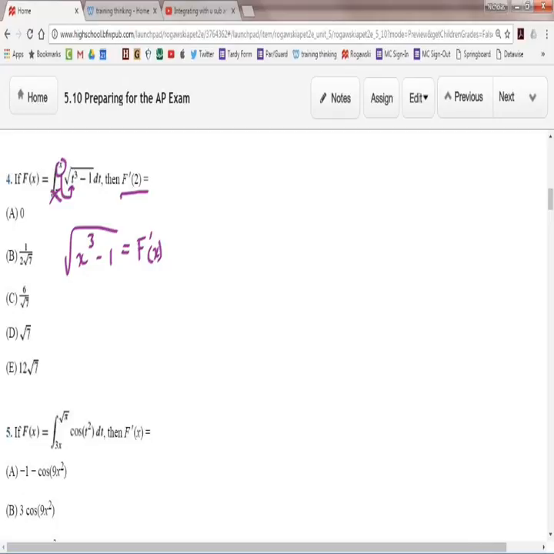So I'm going to plug 2 into that. So I'm going to go 2 raised to the third power minus 1. So it's going to be 8 minus 1. So you have the square root of 7. There's your answer.